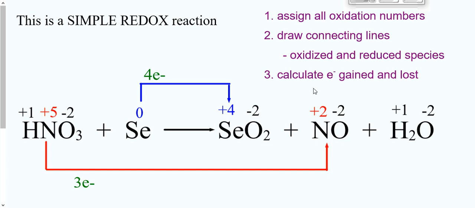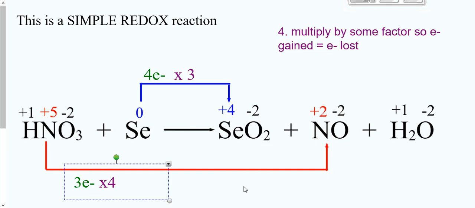What we have to do next is, it doesn't make sense for 4 electrons here to be lost and 3 electrons to be gained. They should have to be equal. So we're going to have to find a way to make them equal, and we're going to use a multiplier. We know that I can make both 4 and 3 into 12. If I multiply this by 3, I get 12 electrons. If I multiply this by 4, I get 12 electrons. Now I'd have 12 electrons gained and 12 electrons lost.